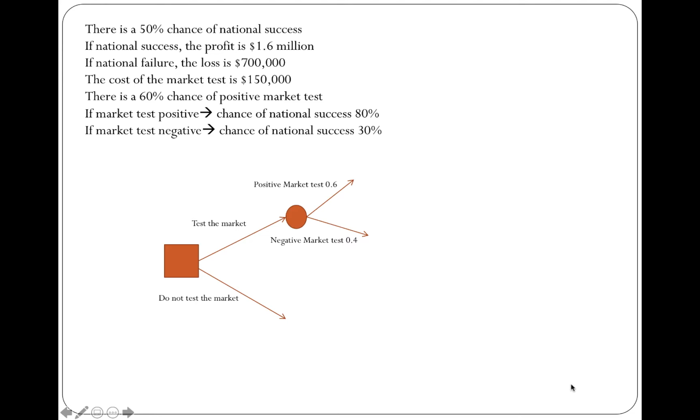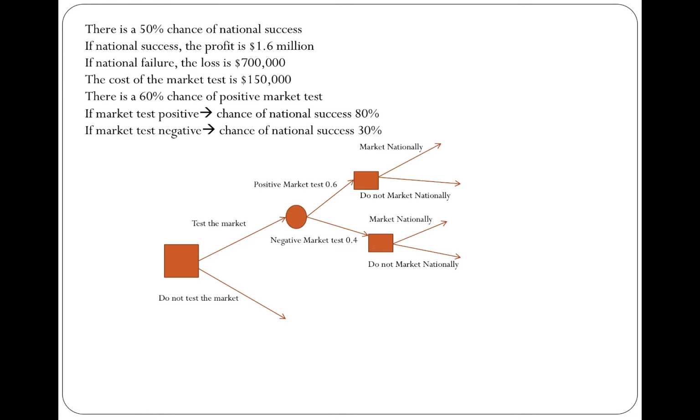The market test leads to positive results with a chance of 60% and negative results with a chance of 40%. If they do a market test and see positive results, they still have to make a decision: should they market this product nationally or not? Also, if they see negative results for the market test, they still have to make that same decision.